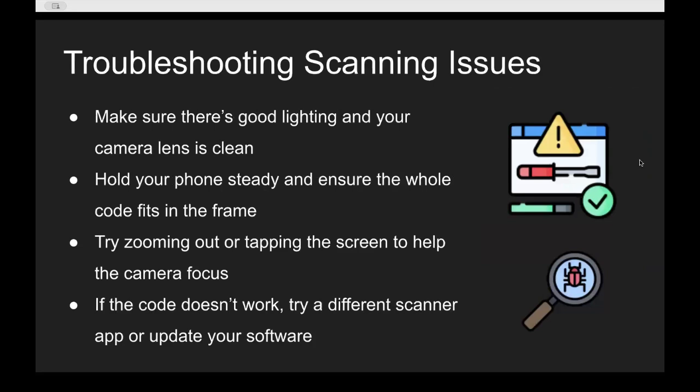Now, some troubleshooting for scanning issues relating to QR codes. First, make sure that there's good lighting and your camera lens is clean. If not, it may not be able to detect the QR code. Also, hold your phone steady and ensure that the whole code fits in the frame. Try zooming out or tapping the screen to help the camera focus. And lastly, if the code doesn't work with all the above tips, try a different scanner app or update your software.